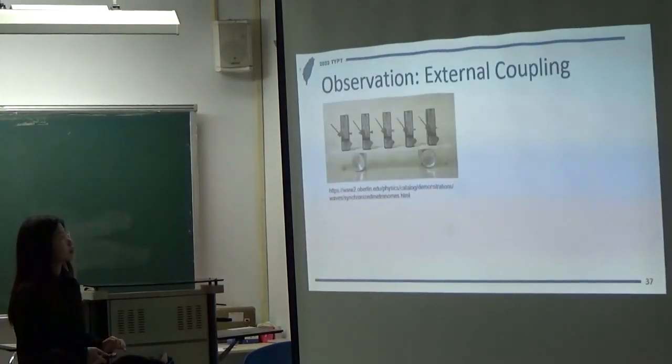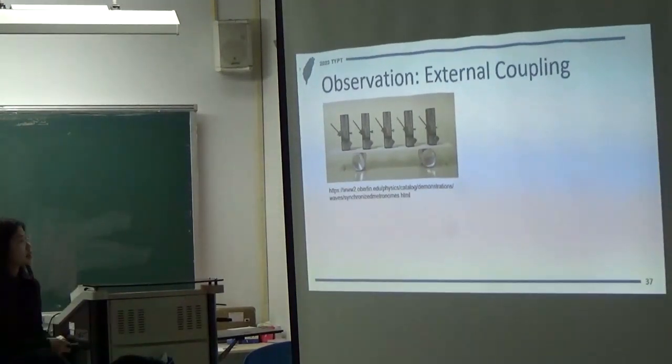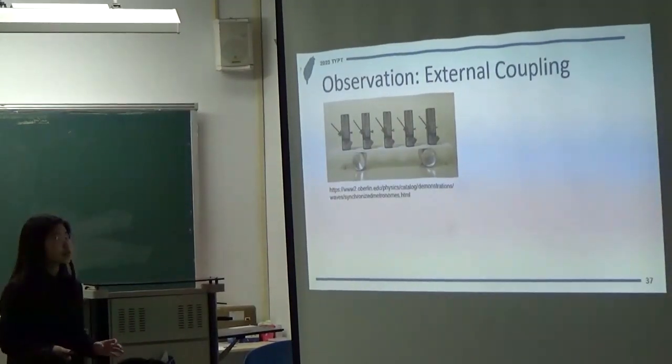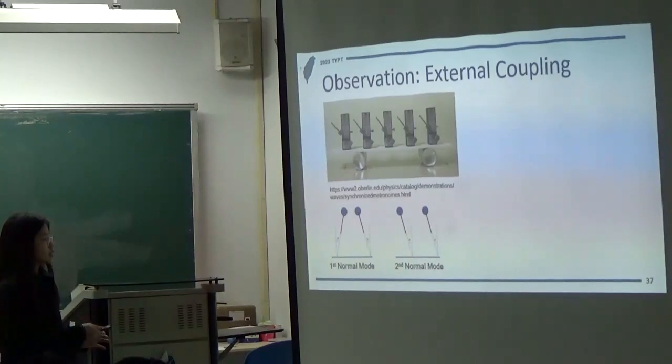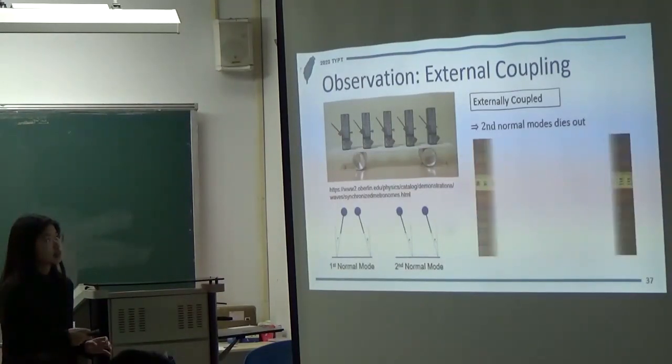So external coupling. There's an important, common phenomenon that when you put two unsynchronized metronomes on a coupled surface, eventually they would all synchronize. So here is the first normal mode and the second normal mode. And so essentially in our phenomenon, the second normal mode dies out.